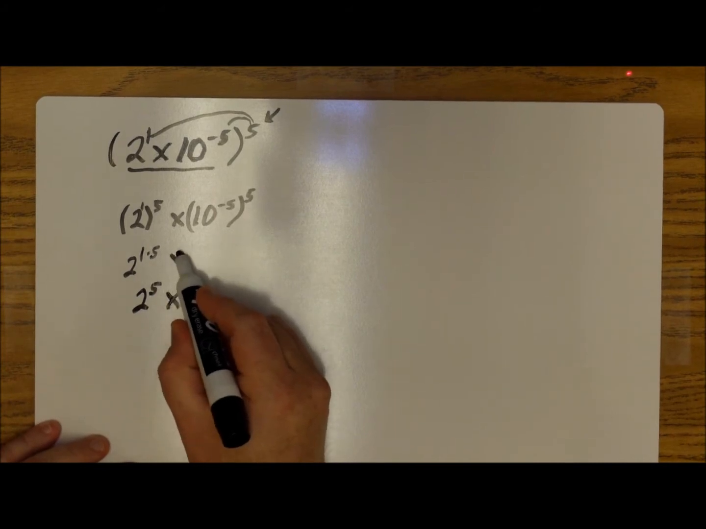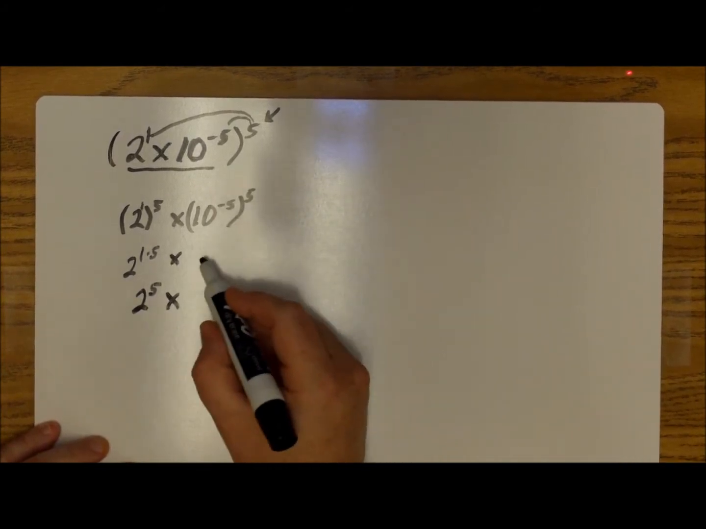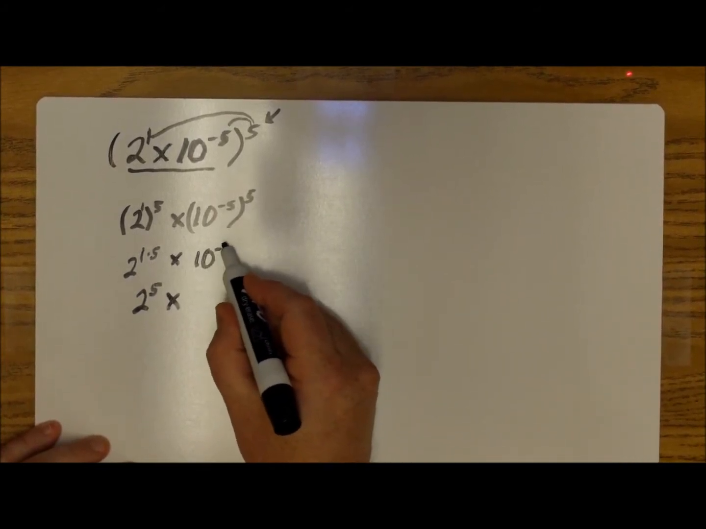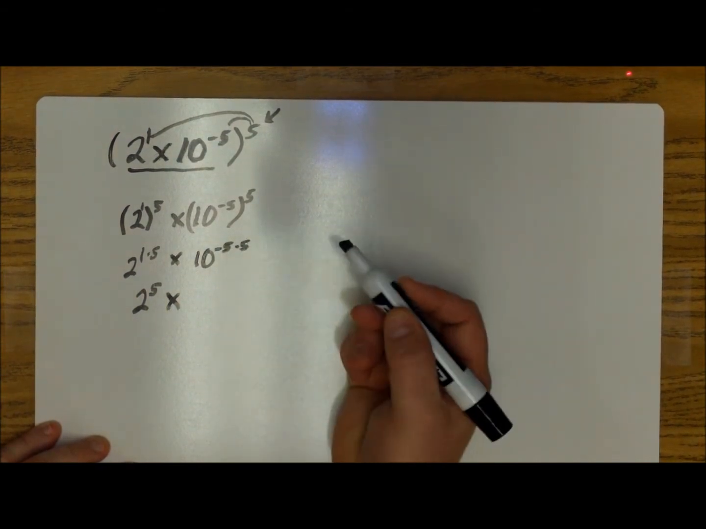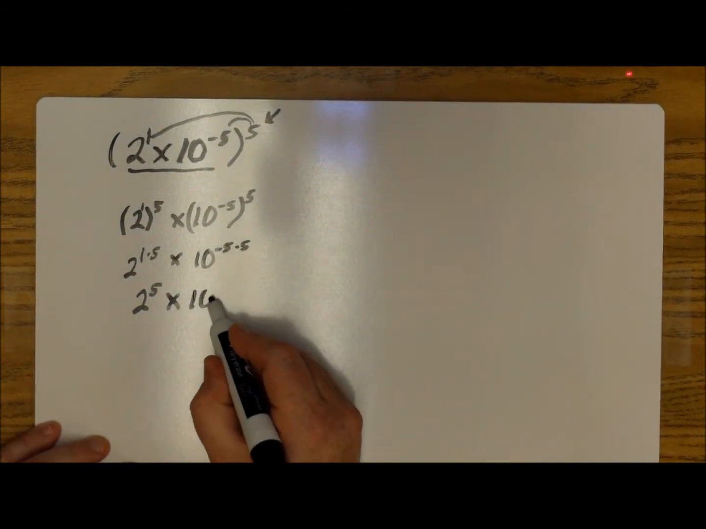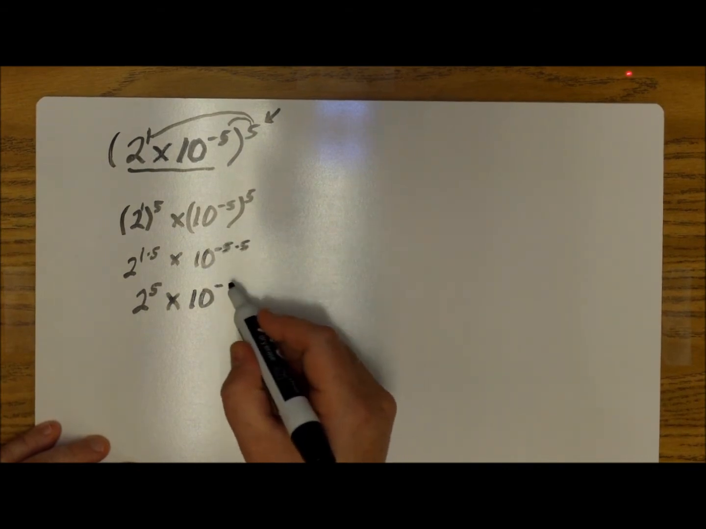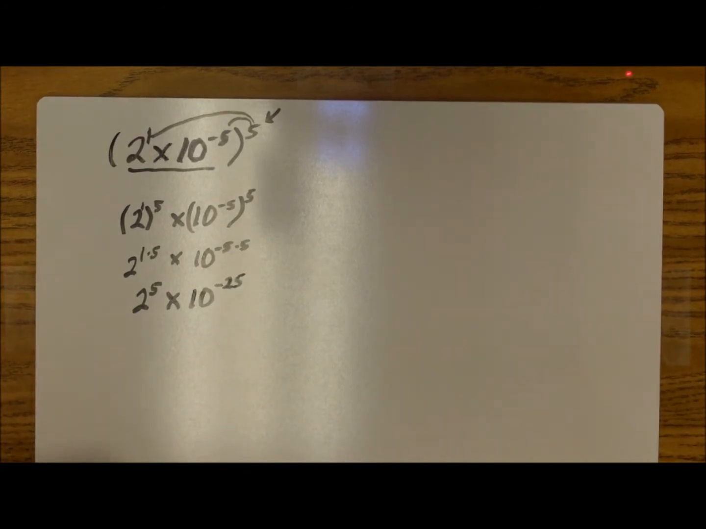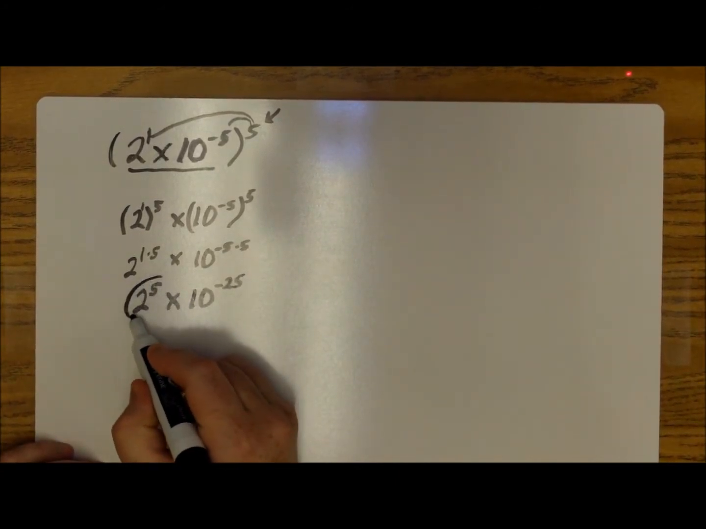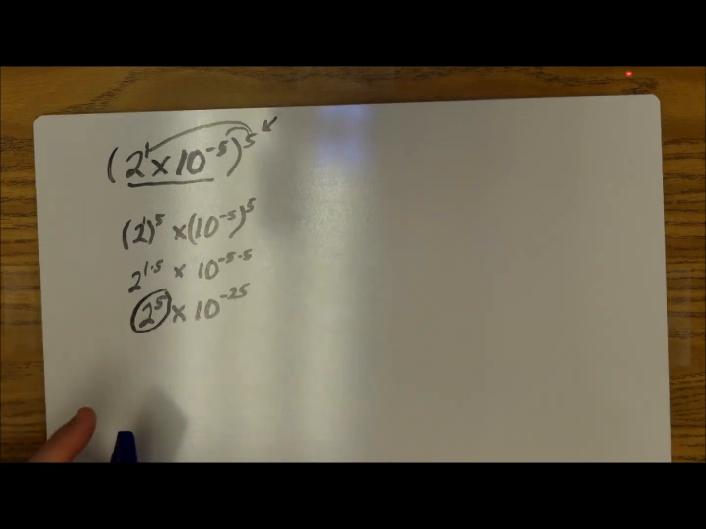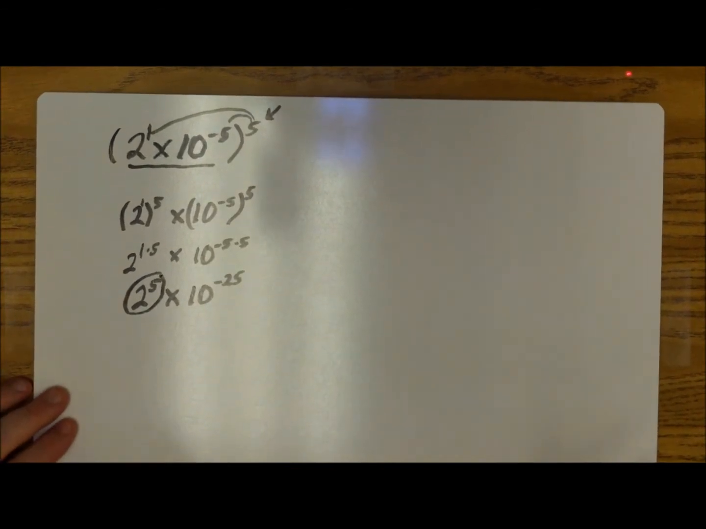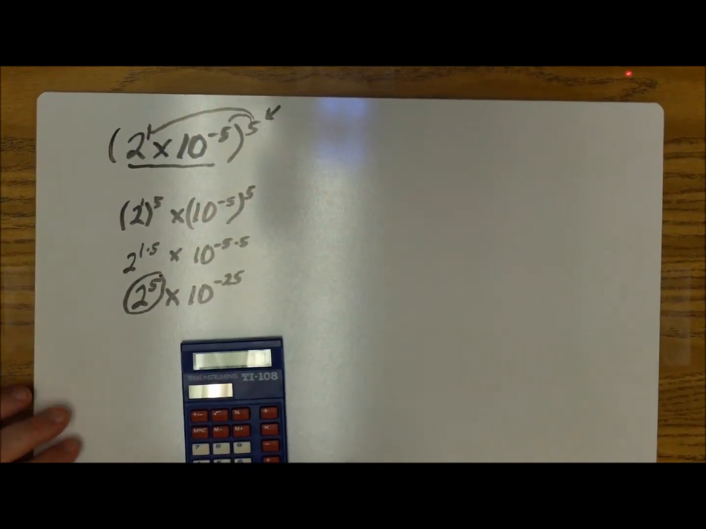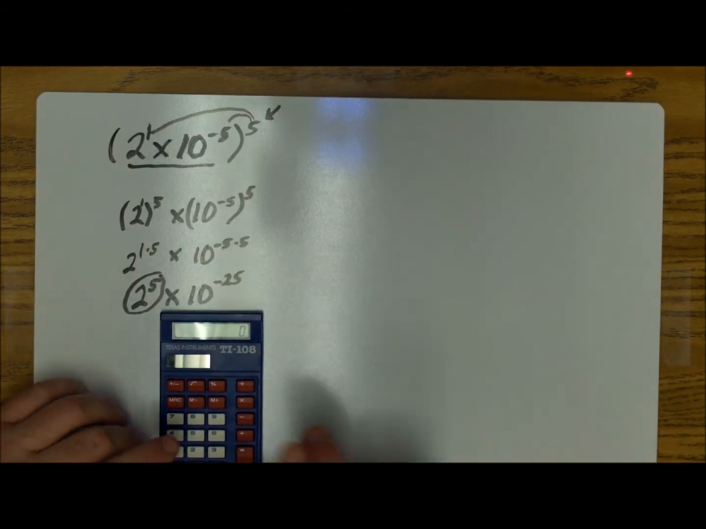Bring down my times. And over here we're going to have 10 to the negative 5 times 5, which is going to give us 10 to the negative 25th power. Now at this point it looks like we're done. However, our a value over here can be calculated a little bit further. If you know what 2 to the 5th power is, go ahead and write that down.